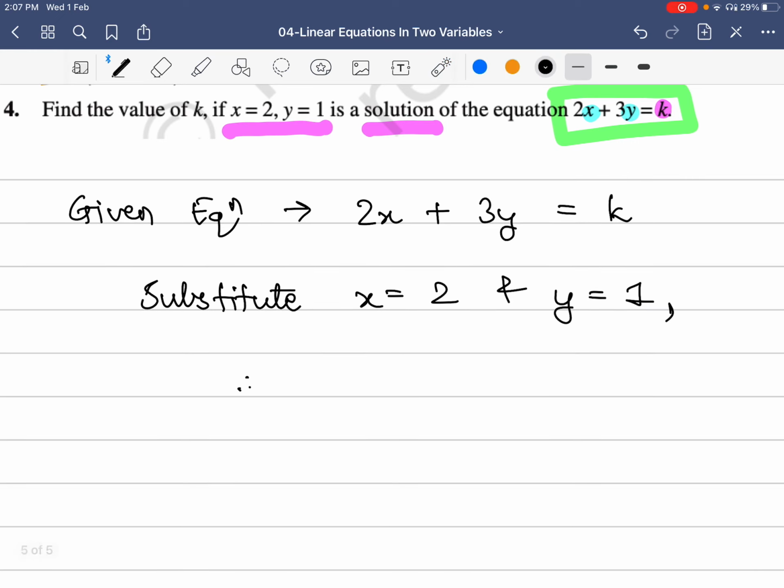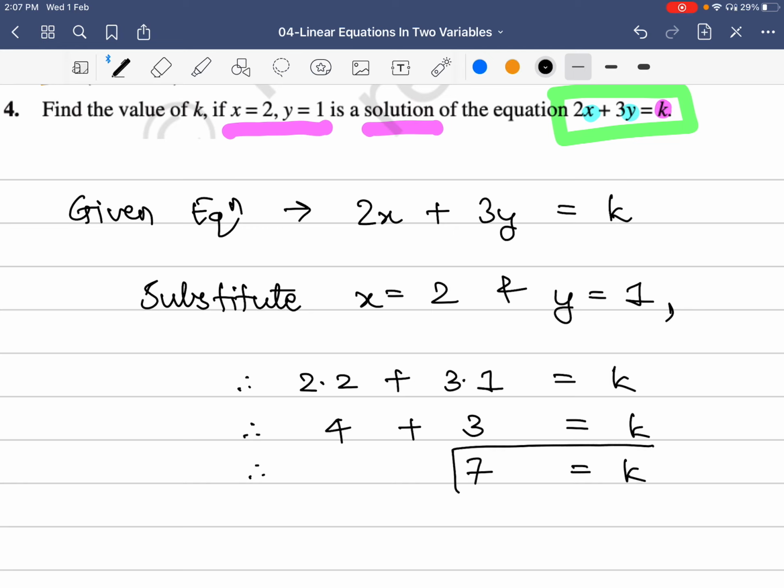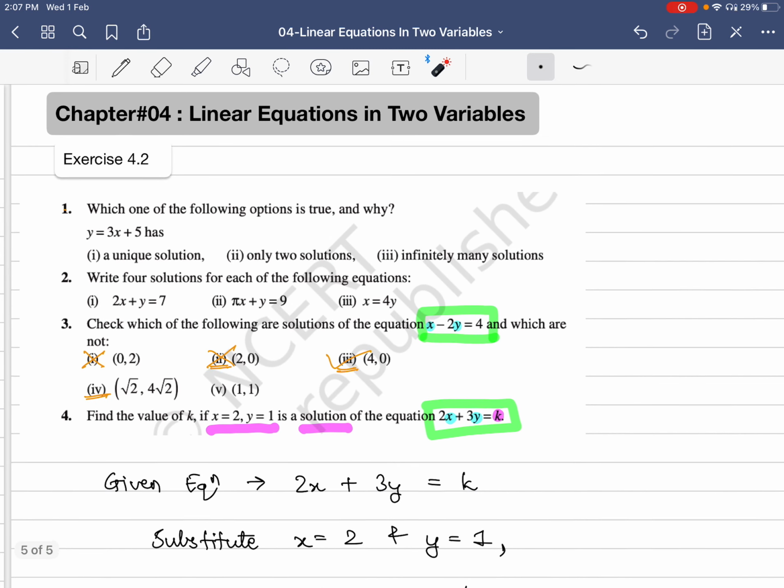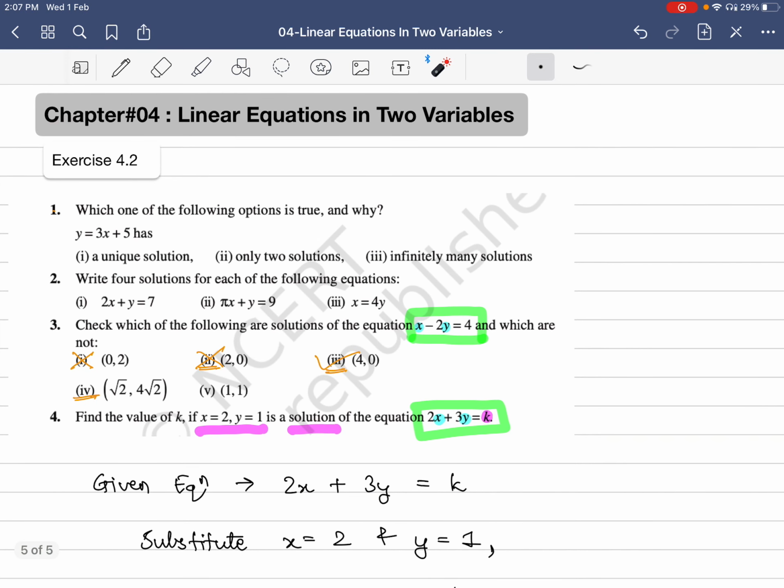Yes, so therefore we'll get 2 into 2 plus 3 into 1 is equal to k, and therefore 2 into 2 is 4 plus 3 into 1 is 3, that is equal to k, and therefore 4 plus 3, 7, is equal to k. So thus we have found the value of k, which is equal to 7 from this given piece of information. That's all. We have solved all the 4 questions of exercise 4.2 from chapter number 4, linear equations in two variables.